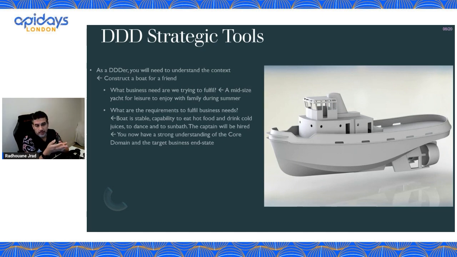They need a stable boat. They need the capability to eat hot food, drink cold drinks, and have fun. Okay, the captain, because the captain is not going to be one of the family members, so we probably need to have them sitting in front. Okay, that's something that we need to know. Now we understand what is needed from the business point of view to build this boat.